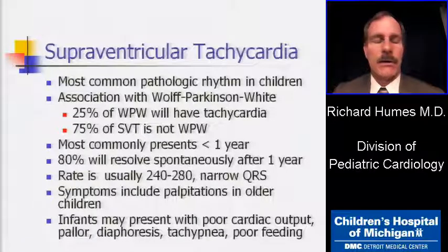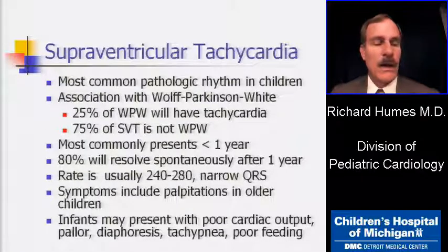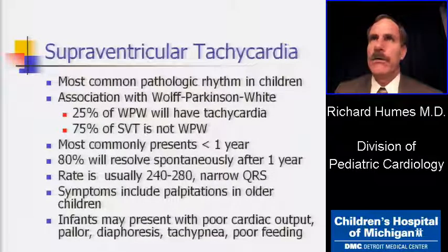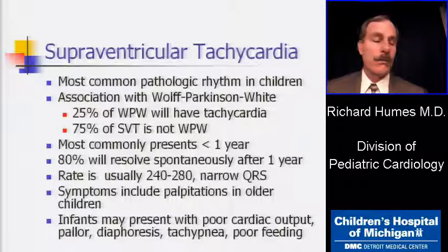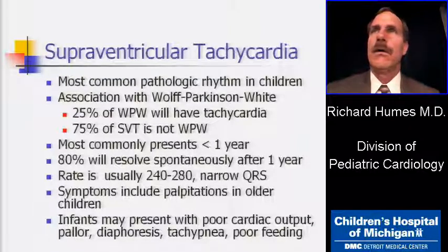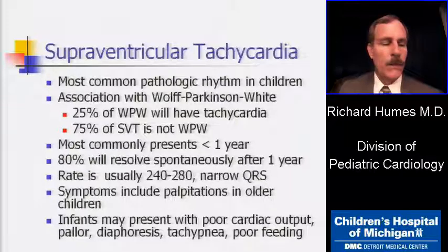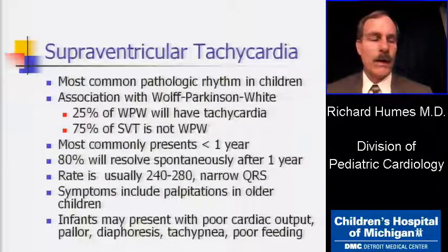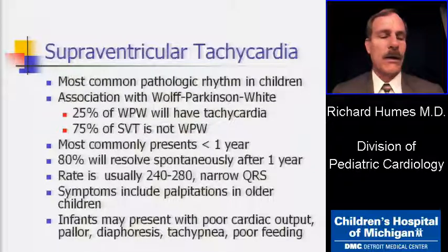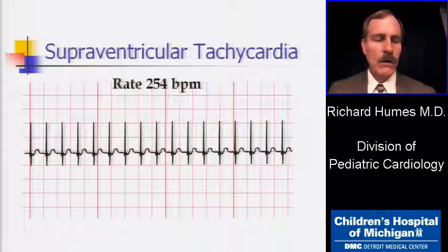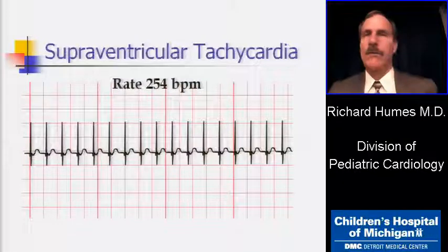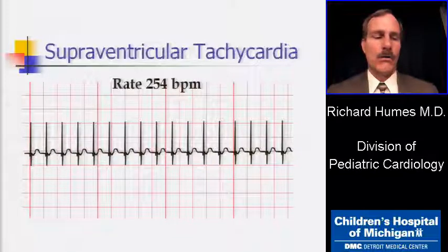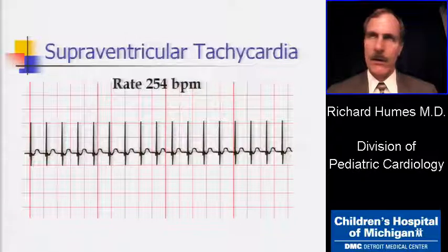It most commonly presents in patients less than a year of age, and about 80% of those who present early in life will resolve spontaneously. The rate that we see is usually fairly stereotypical in the neighborhood of 240 to 280 beats per minute with a narrow QRS complex. Symptoms in older children will include palpitations. Infants will present often with poor cardiac output signs, pallor, diaphoresis, tachypnea, and poor feeding. Here is a graphic representation of supraventricular tachycardia, and of course the rate is all important. This is a rate which exceeds the ability of the normal heart, so you know that this is pathologic. You often do not see definable P waves.